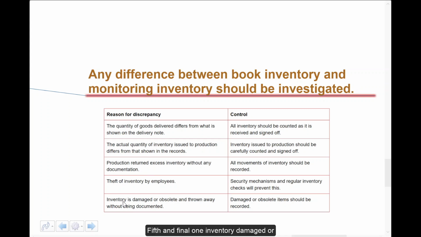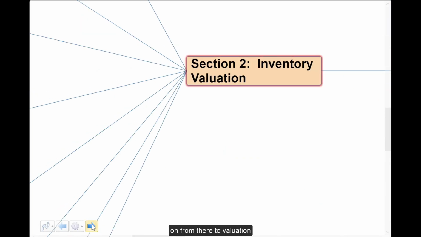Fifth and final one, inventory damaged or obsolete or thrown away without being documented. Again, a little bit sloppy. Some care is needed. We should record any change, whether it's obsolescence, damage, loss, whatever. At the end of the day, documentation is key within an inventory or materials system, for sure. Let's move on from there to valuation.